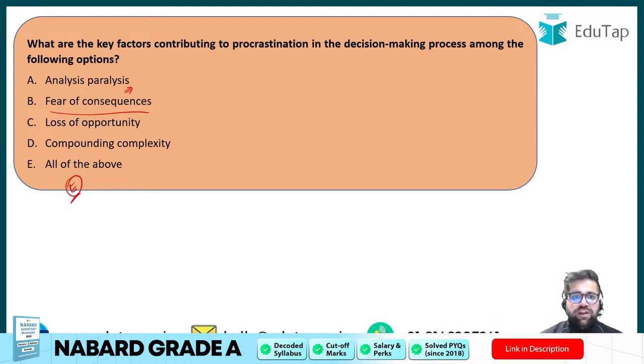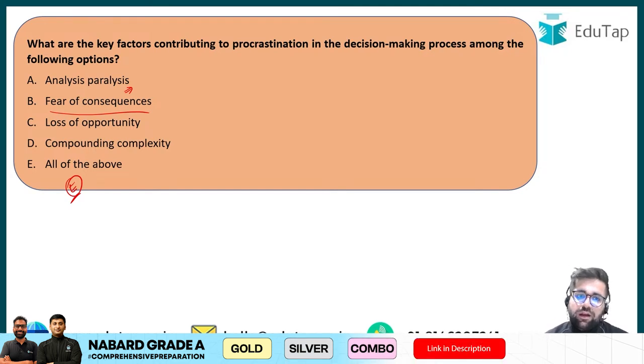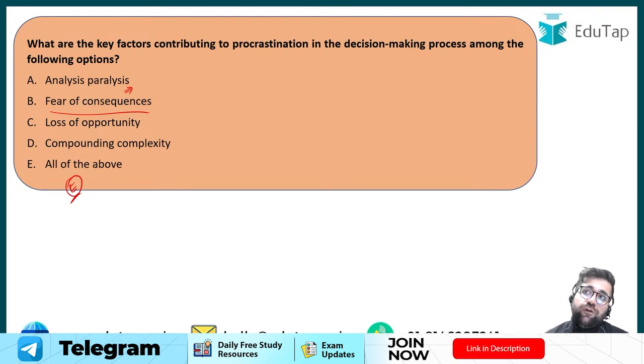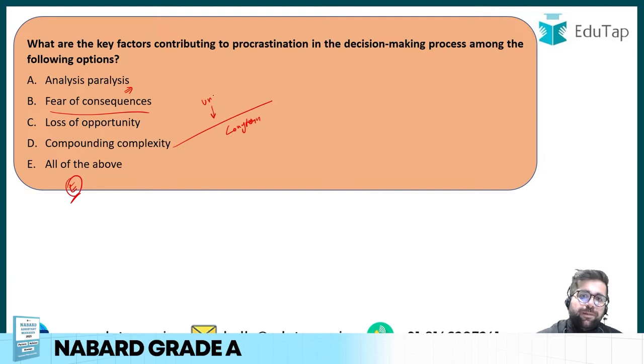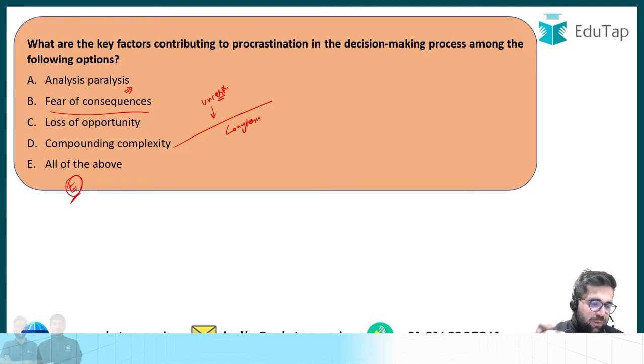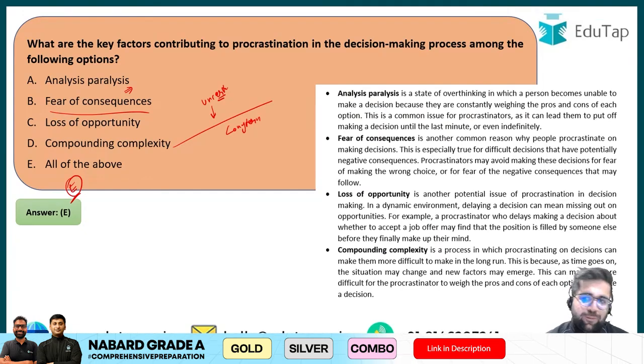Okay, so fear of consequences also delays decision making in procrastination. Loss of opportunity, again, if you think that if you make a decision but you are waiting for the best opportunity to come, then again you are doing what? Procrastination. Compounding complexity means what? That a longer term decision will involve multiple uncertainties and something can happen in the long term, right? So definitely, because of all these different reasons, procrastination does work in decision making, and therefore the correct answer will be option number E only.